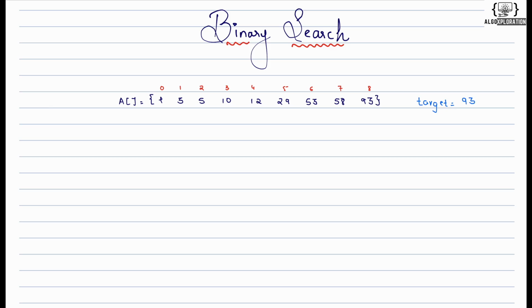If we want to find the element 93, there are two approaches. The first one is linear search, and the second one is binary search. Linear search is pretty simple. We just have to compare each and every element with the target. If the target is equal to the value, then we found our answer, so simply return true, otherwise false. Using linear search in a sorted array takes order of n time, and the space complexity is constant.